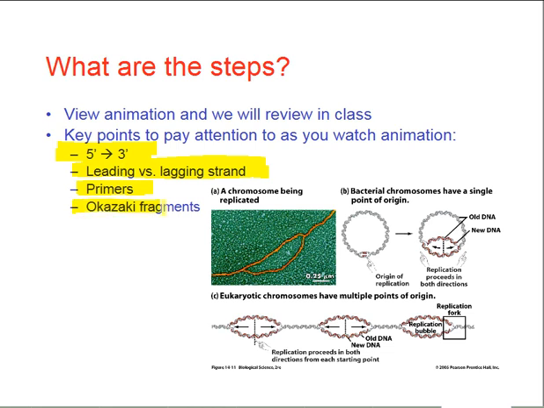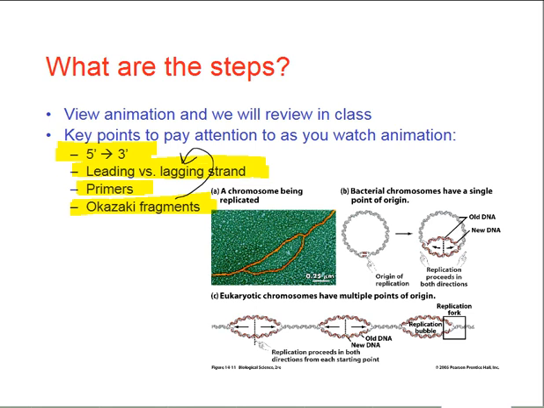And lastly, you're going to hear me use a term called Okazaki fragments, and this relates to what happens on the lagging strand. And remember, I said that on the lagging strand, we are making the DNA in little short chunks. Those little short chunks are called Okazaki fragments, and we will get to that shortly.